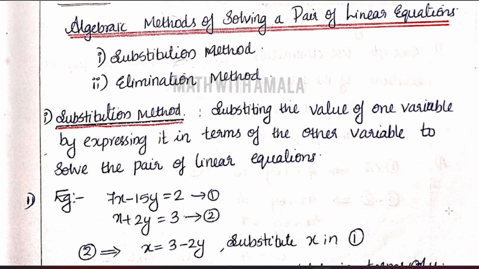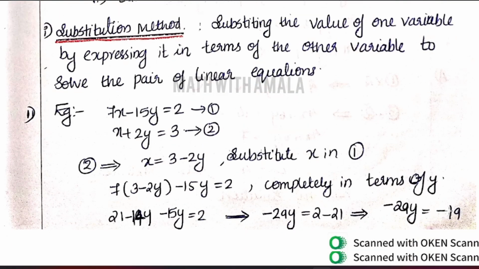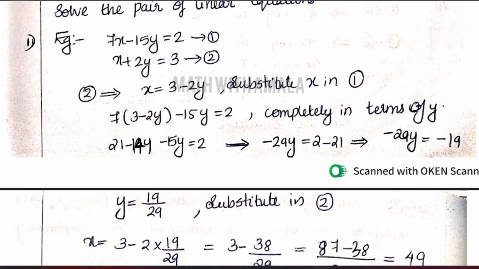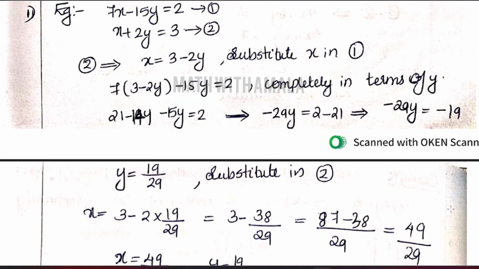In the substitution method, we substitute the value of one variable by expressing it in terms of the other variable to solve the pair of linear equations. This is the procedure that we are doing here. Let's move to the example. 7x - 15y = 2 is the first equation. x + 2y = 3 is the second equation. Now you can take x + 2y = 3 and write x = 3 - 2y. Substitute this in the first equation. Then you will get 7(3 - 2y) - 15y = 2.